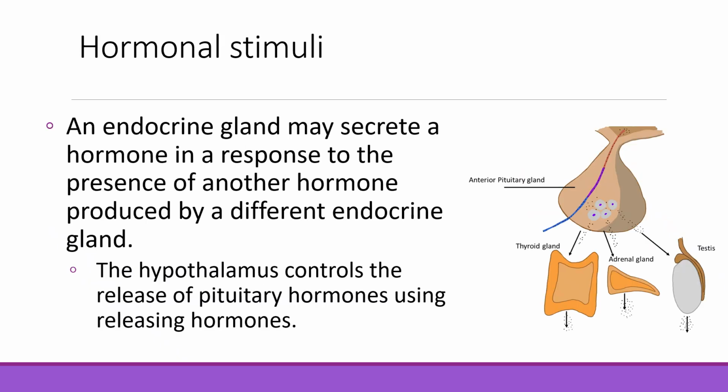The final way that we can influence the amount of hormone that we have in the blood is through hormones. So other hormones can influence the hormone levels. An endocrine gland may secrete a hormone in response to the presence of another hormone that's produced by a different endocrine gland. So the classic example here is the hypothalamus. The hypothalamus in your brain is going to control the release of pituitary hormones using releasing hormones.